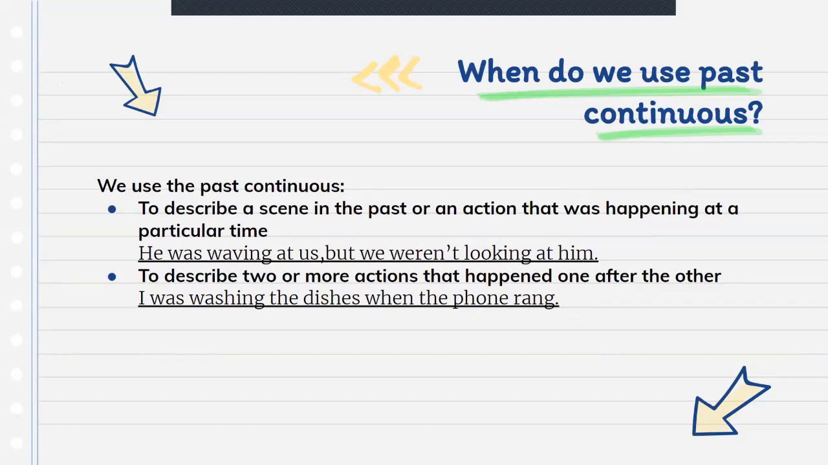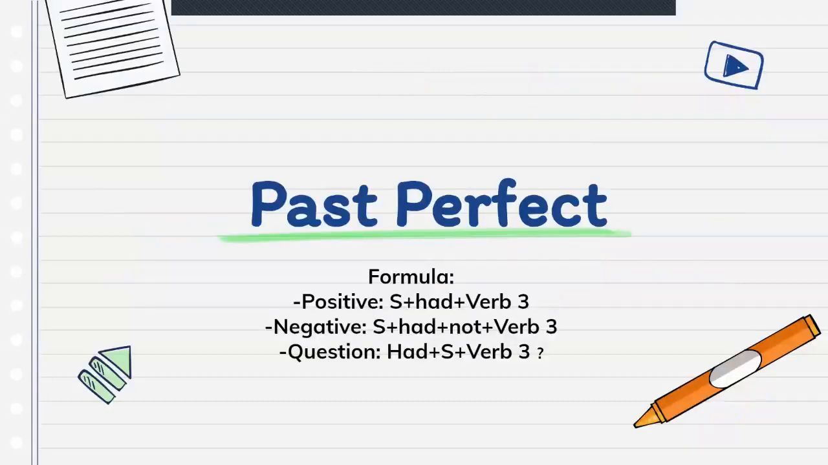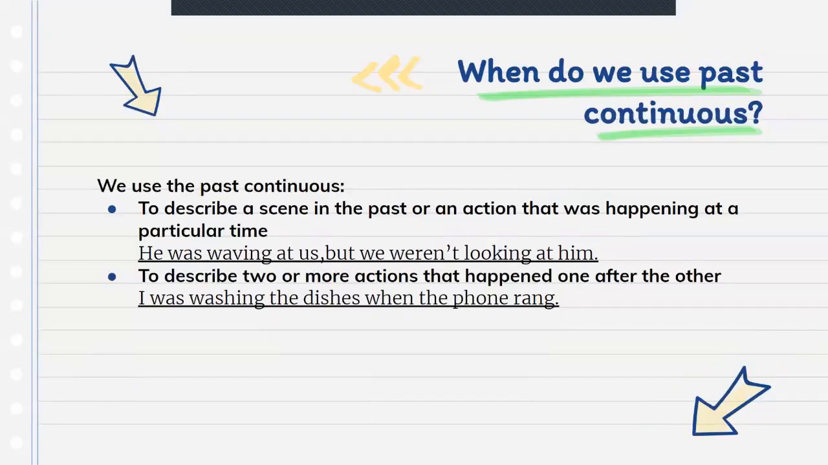And for the last one, we use past continuous to describe two or more actions that happen one after the other. For example, I was washing the dishes when the phone rang. So the first action is washing the dishes, and the second is the phone rang. So after the first action, there is the second action.